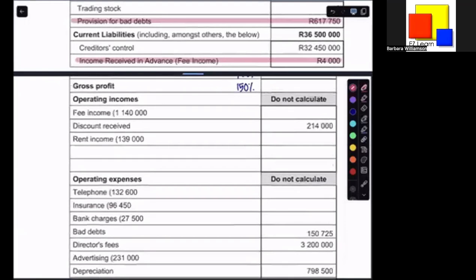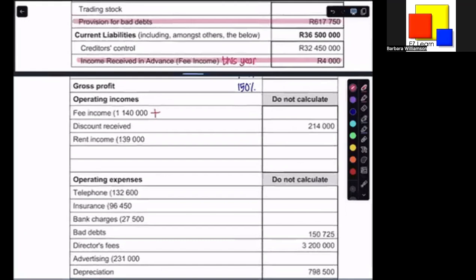Now, at the beginning of the year, if there was money received in advance, it means it was received for this year. If it's this year, that means that you're going to want to add it, because the money came in last year. And so we'll need to add it to the fee income that was actually received this year.